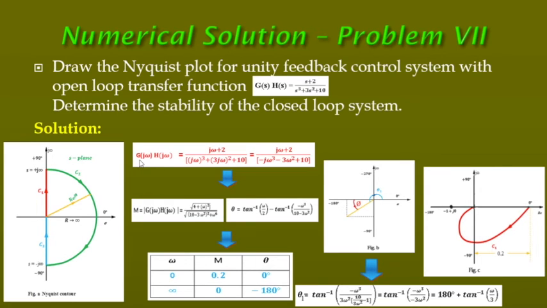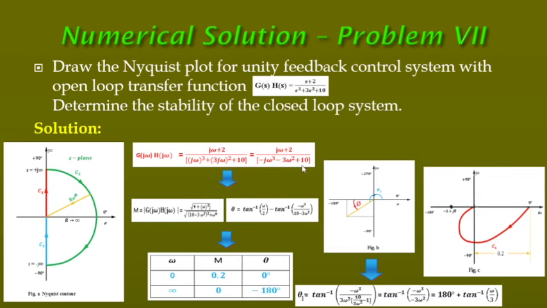Then s equal to j omega. So this is equal to (j omega + 2) divided by ((j omega)^3 + 3(j omega)^2 + 10). You know that j squared equal to minus 1. So this is minus j omega cube minus 3 omega square plus 10. Taking magnitude, M equal to root over 4 plus omega square.